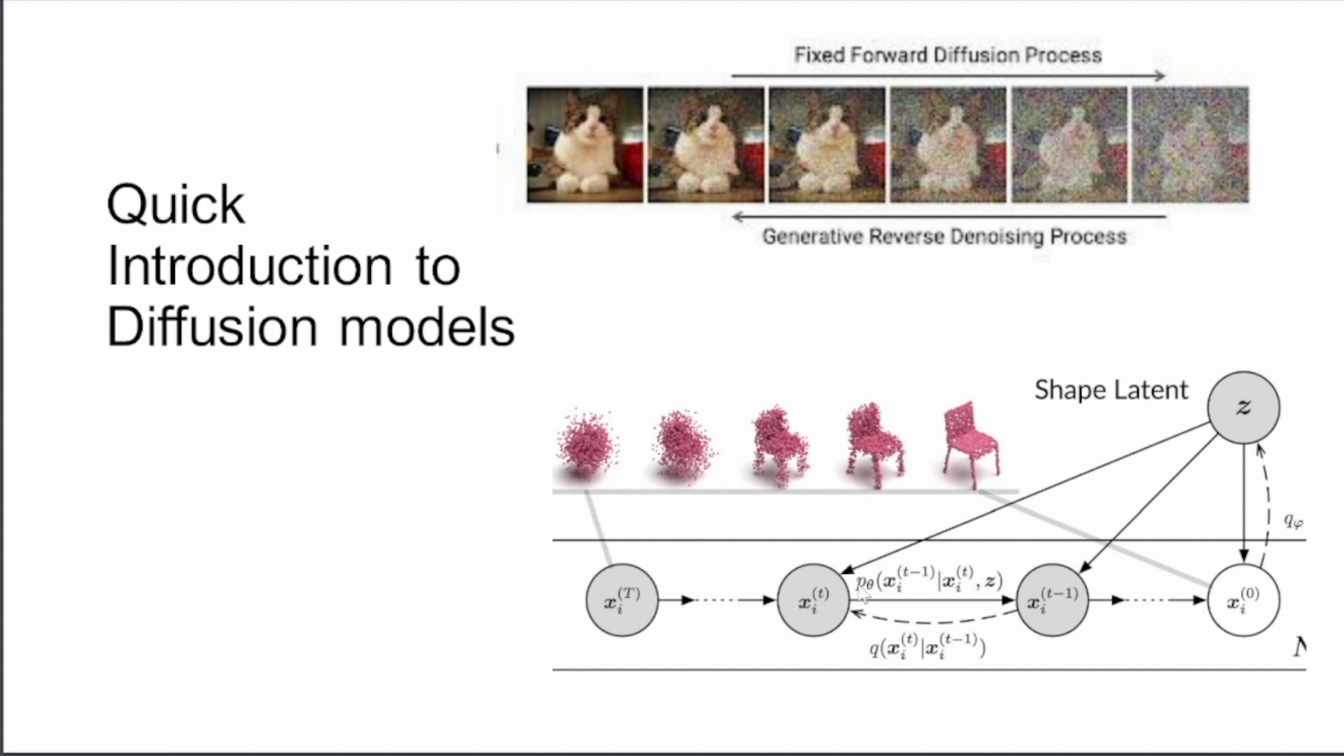We can see it more clearly in the image below, in which p theta is our denoising model, which is used in the reverse denoising process, and q is our forward diffusion process, which is adding noise. So p theta is trying to denoise it, and q is iteratively adding noise in the forward step.